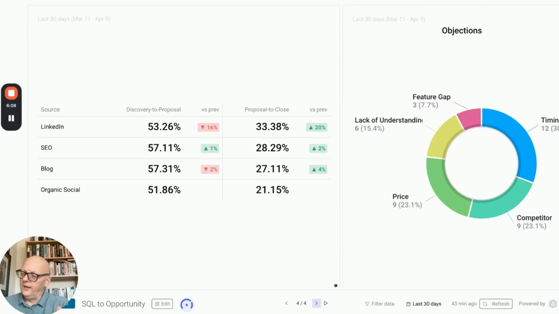Why did we do this with Databox? Well, we feel like Databox is the right tool. It has the ability to pull data from multiple sources, whether it's GA4, HubSpot, or other CRM data. It's a visual dashboard format that works for sales and marketing. And it's pretty easy to share.